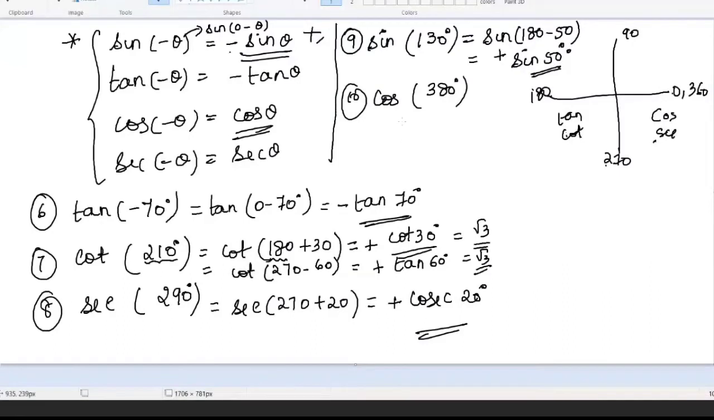Next one, cos 380. 380 is where? Coming 360 plus, going to the first quadrant. So I can write this as cos of 360 plus 20. In the first quadrant cos is positive, all are positive, so my answer is plus. 360 lies on the sleeping line, no change to cofunction. So cos 20 degree.